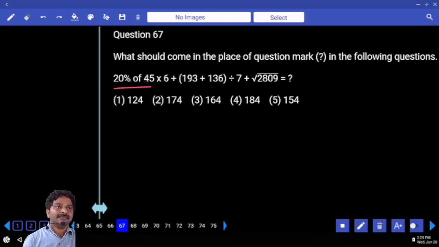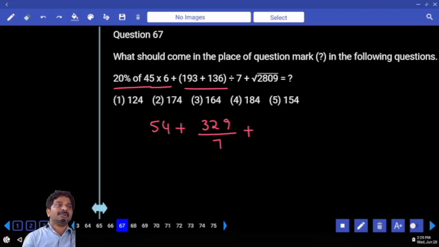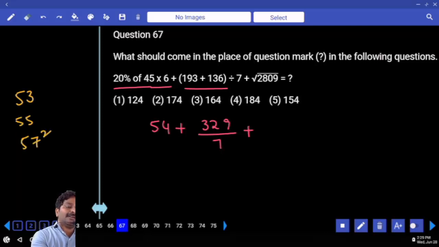20% of 45 is 9. 9 into 6 is 54, plus the sum of both the numbers, 9. 329 divided by 7, plus 50 square is 2500, and that is more than that. So that may be either 53 square or 57 square. Middle number 55 square is 3025. Our under root value is less than that, so it has to be 53.